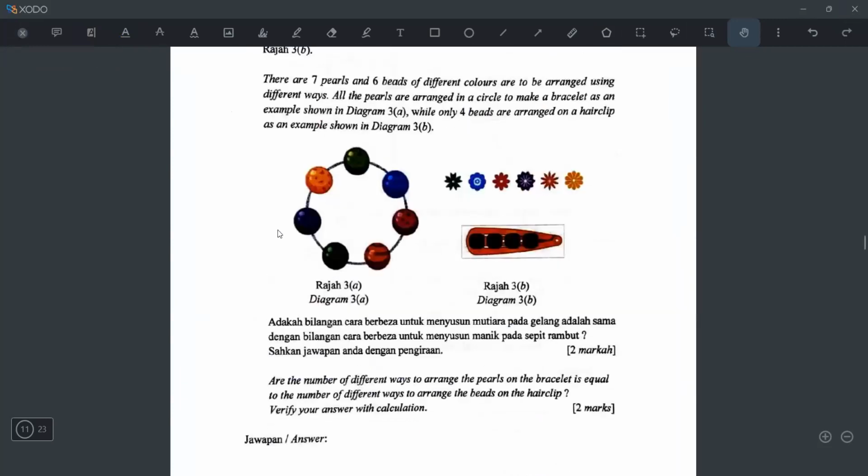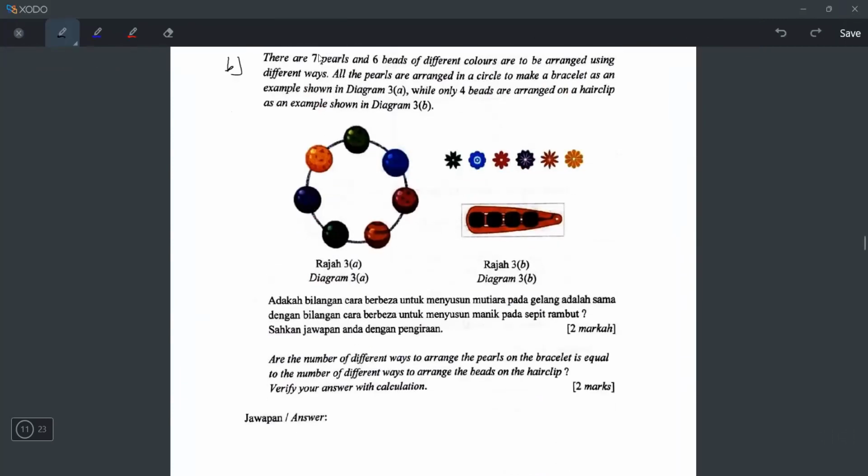Question B. Question B says there are 7 pearls and 6 beads of different colors to be arranged in different ways. So you see, arrange. All the pearls are arranged in a circle. So 1, 2, 3, 4, 5, 6, 7. So there's 7, right? So it's 7 factorial divide by 7. Or you can also answer like this: the number of arrangements will be (7 minus 1) factorial. It's the same thing. But since this is a bracelet, you have to divide by 2.